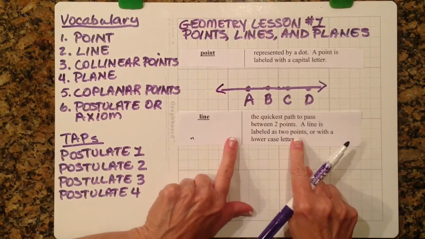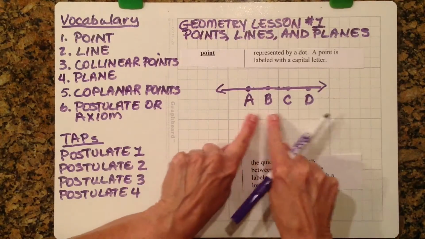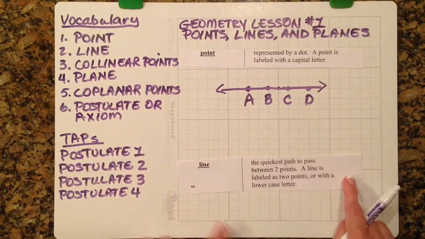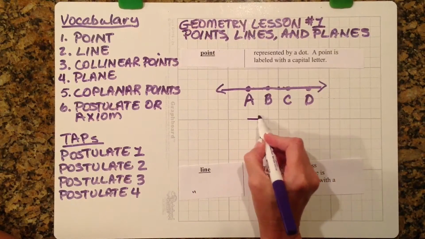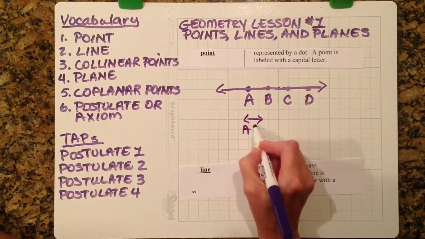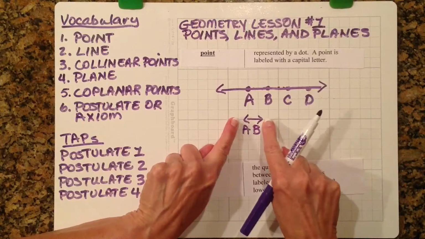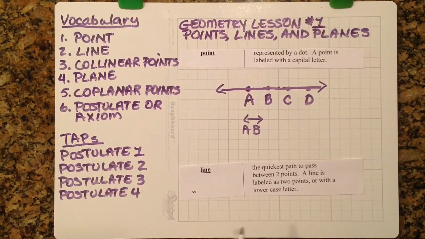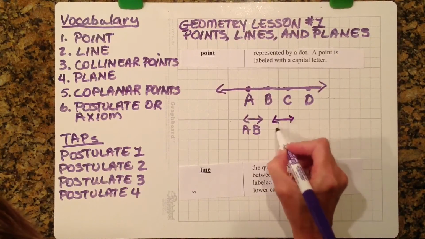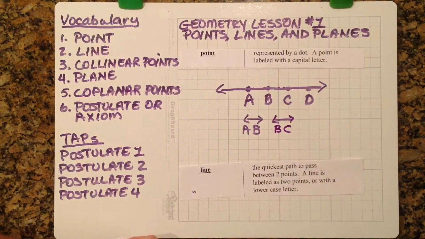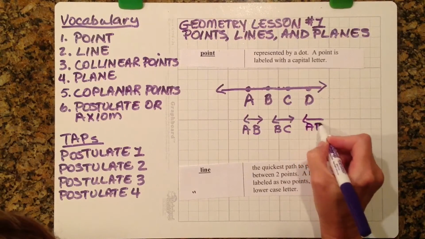Now I want to name this line. I'm going to label it with 2 points. Since this is an infinite amount of points, you have a lot of choices to make. I can label this very easily, line AB. Now if you notice, I drew the little line symbol on top of it. That delineates that I'm talking about a line there. I could also call this line BC. I can also call this line right here AD. You have a lot of choices.